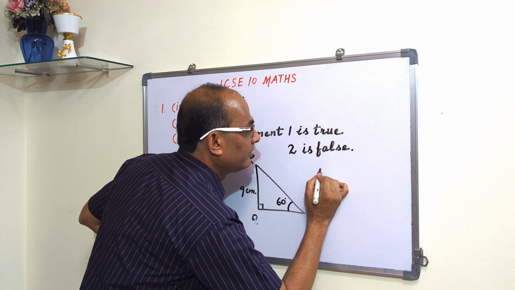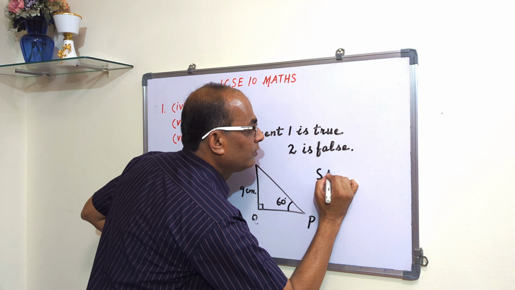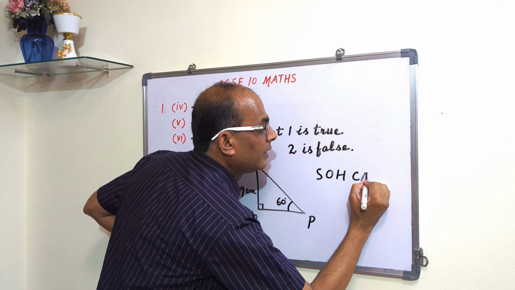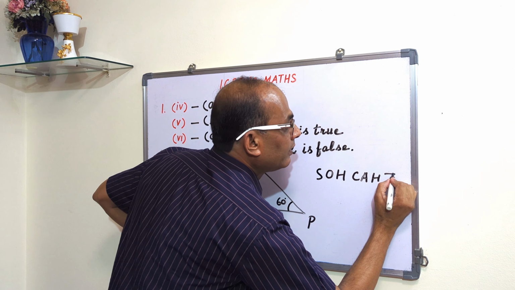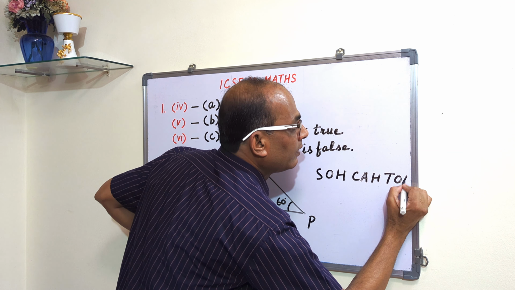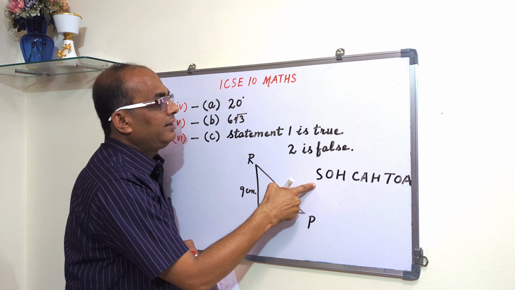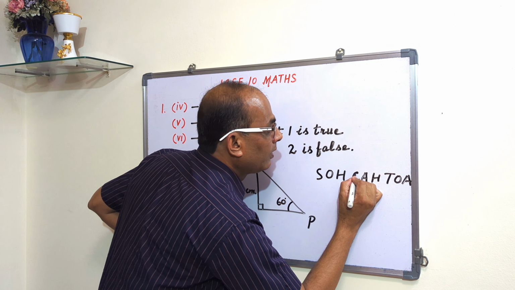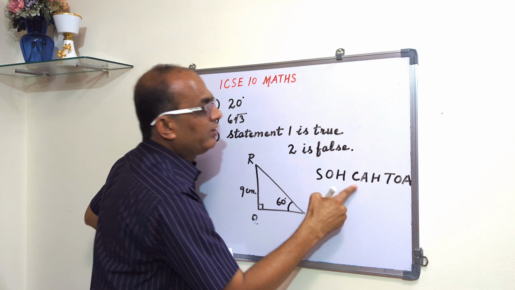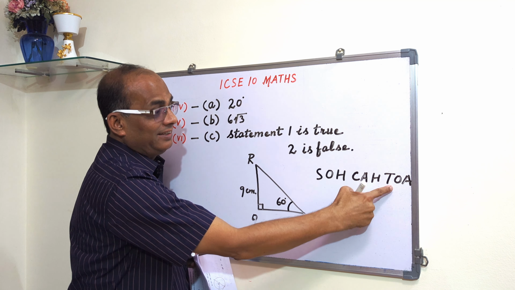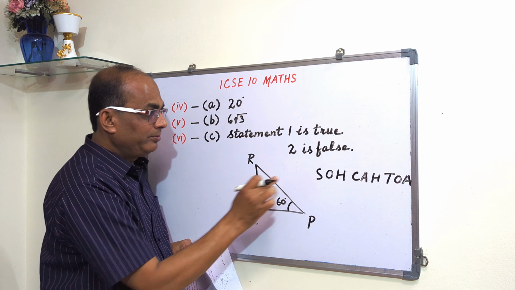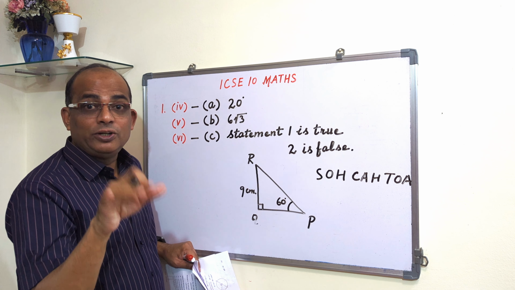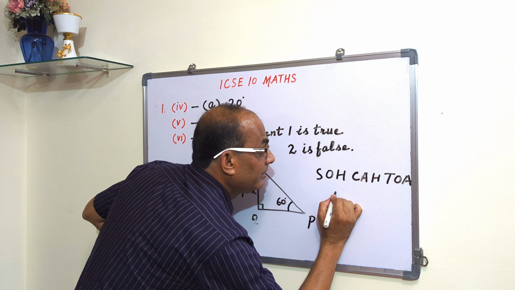We remember it like this: sine theta is equal to opposite upon hypotenuse, cos theta is equal to adjacent upon hypotenuse, and tan theta is equal to opposite upon adjacent. How do we remember? We remember it as soh cah toa, like that. If you want to remember in terms of perpendicular, base and hypotenuse, then you can remember it like this.